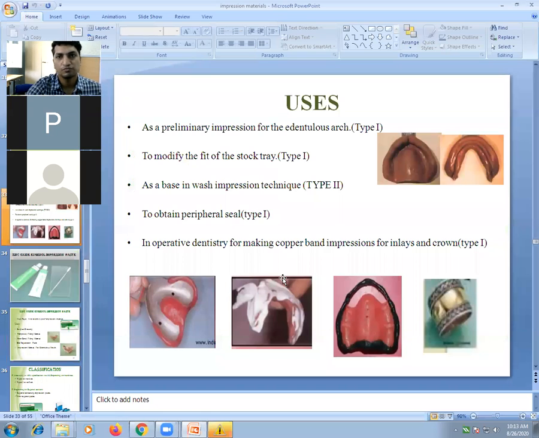Now again the uses of impression compound. It is used for the preliminary impression for individual arches. Please remember this, it is not a final impression. Preliminary impression is the first step of your denture fabrication. It is used to modify or fit the stock trays. Suppose this is the metal tray, and if this tray is short for my patient, I can use this impression compound to modify this tray. Then as a base for wash impression technique, to obtain peripheral seal, for border molding. Last is for copper ring technique.